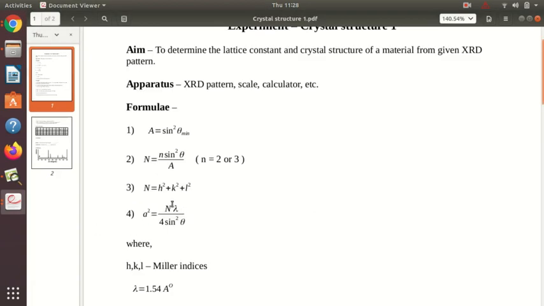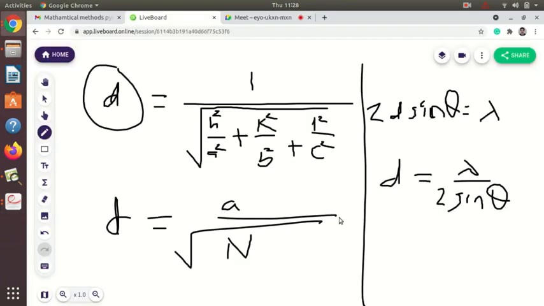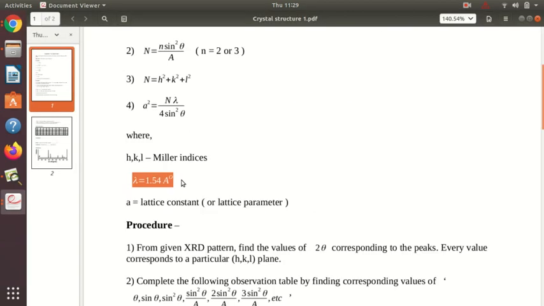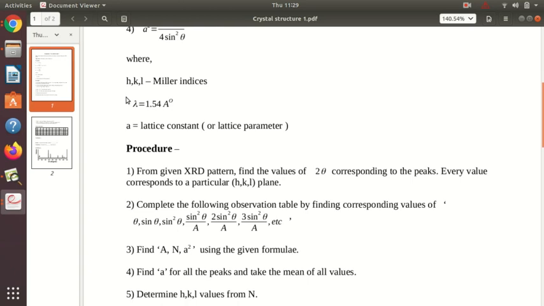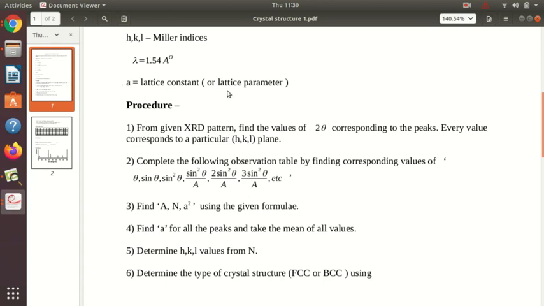Okay, I forgot to write lambda square here. It should be lambda square times n upon 4 sine square theta, because if we square this quantity, lambda will also get squared. The wavelength we use is 1.54 angstrom. Anywhere you go, the standard XRD pattern will be studied using this lambda. This is the copper K alpha line. Then a is the lattice constant or lattice parameter for that cubic structure.